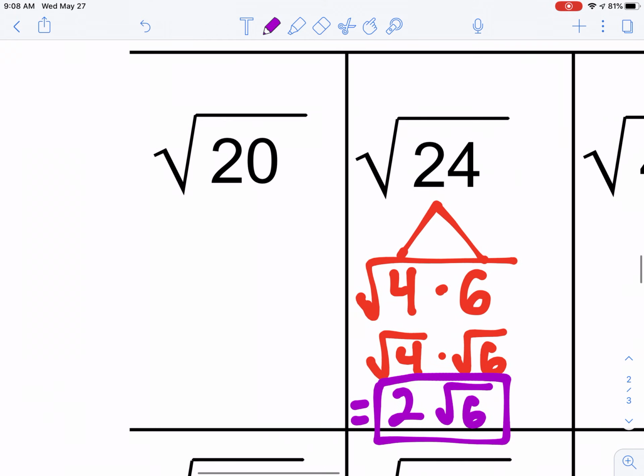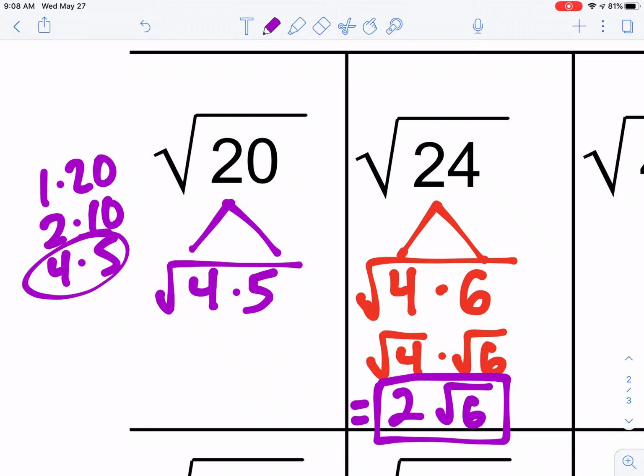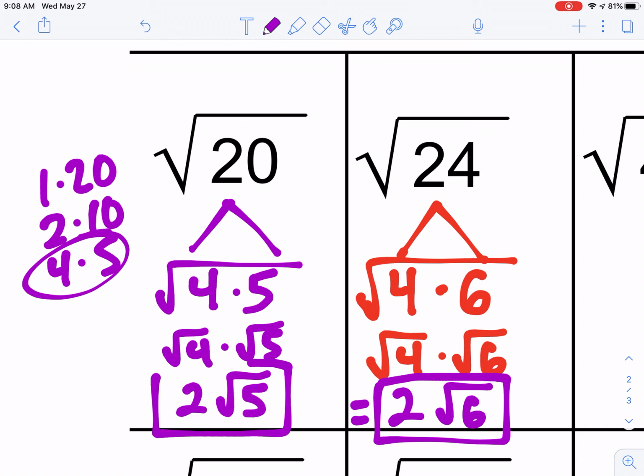Let's try another one, and then we'll go to the next video. Square root of 20. So think of all the factors that go into 20. Well, 1 times 20, 2 times 10, 4 times 5. Find the one that has a perfect square in it. This one right here. So square root of 20 is really square root of 4 times 5. And then the square root of 4 times the square root of 5. Well, the square root of 4 is just 2. Square root of 5 does not change because it's not square rootable. And that's it. That's your answer. Square root of 20 becomes 2 root 5.